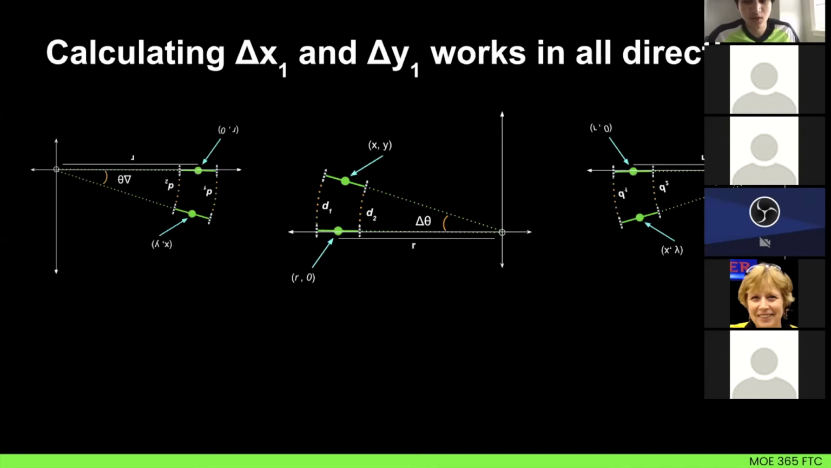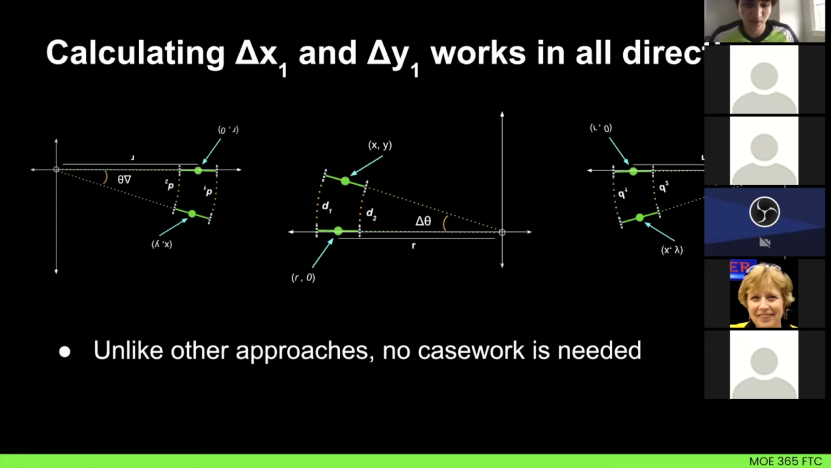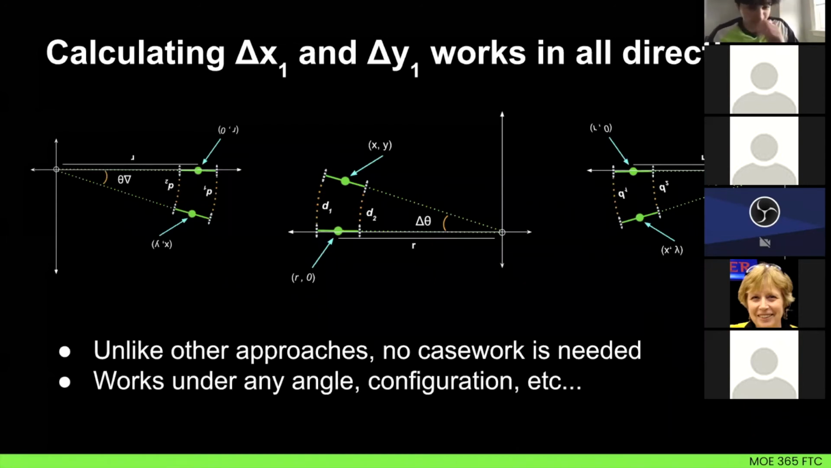And what's really cool about this coordinate-based method, there's actually other different methods that use slightly different concepts to handle this problem. What's cool about this coordinate-based method is that it works in all directions. And unlike these other approaches, we don't need any casework. And casework means like handling different cases when values are positive versus negative. We don't, just by plugging in the values through this approach, it works. There's nothing special that has to be done here beyond what we've described for this delta x1 and delta y1. And it works under any angle, configuration, etc.